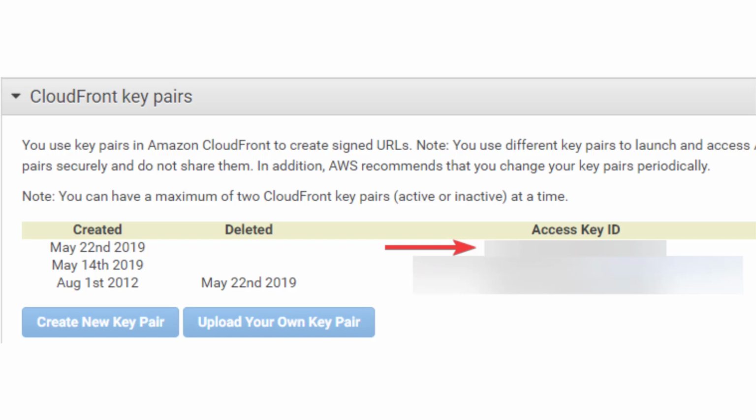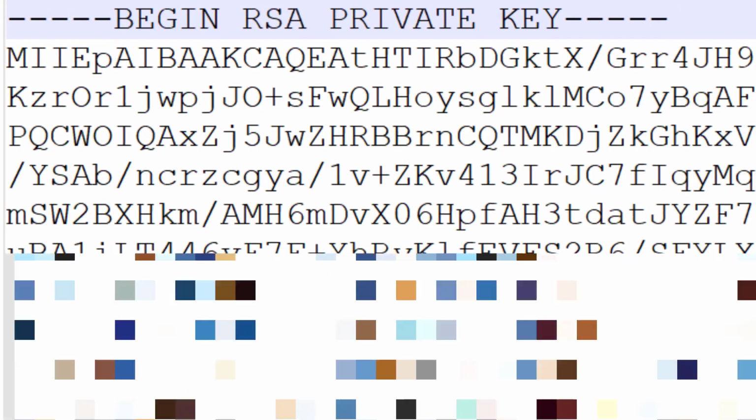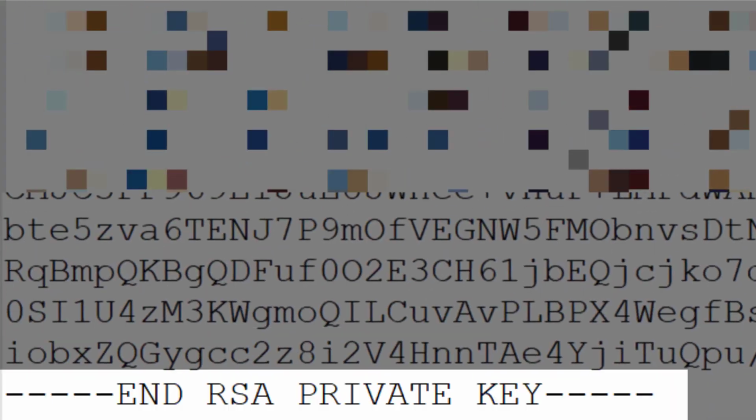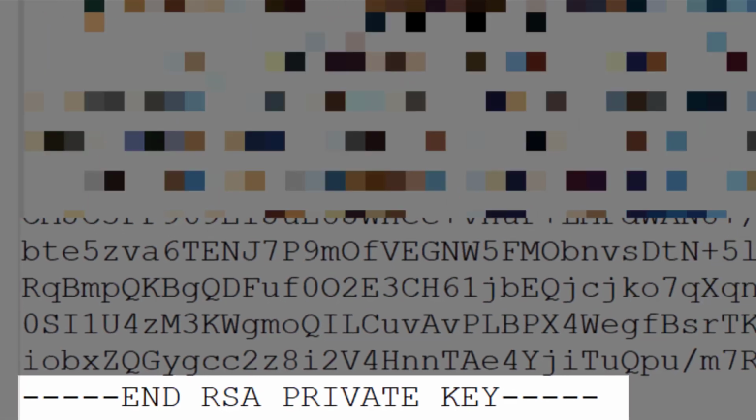Locate the private key file. It will have the extension .pem. Open that file with any text editor on your computer, like Notepad on Windows. Inside you will see something like this. The first line will be BEGIN RSA PRIVATE KEY, and the very last line is END RSA PRIVATE KEY. Copy the whole thing end to end, starting with the first hyphen till the very last hyphen.